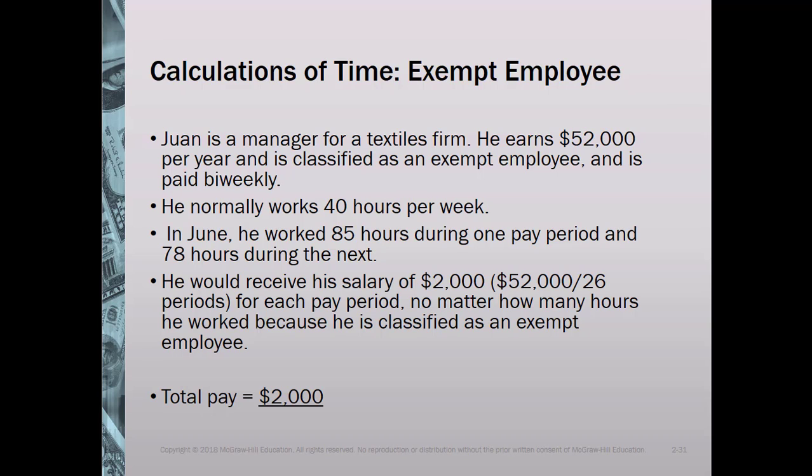And the next week he worked 78 hours, which is a little less than 40 per week during those 2 weeks. He's still going to get paid $52,000 a year divided by 26 for bi-weekly. He's getting $2,000 gross pay. Doesn't matter. So his hours worked is a non-issue. He's an exempt employee.